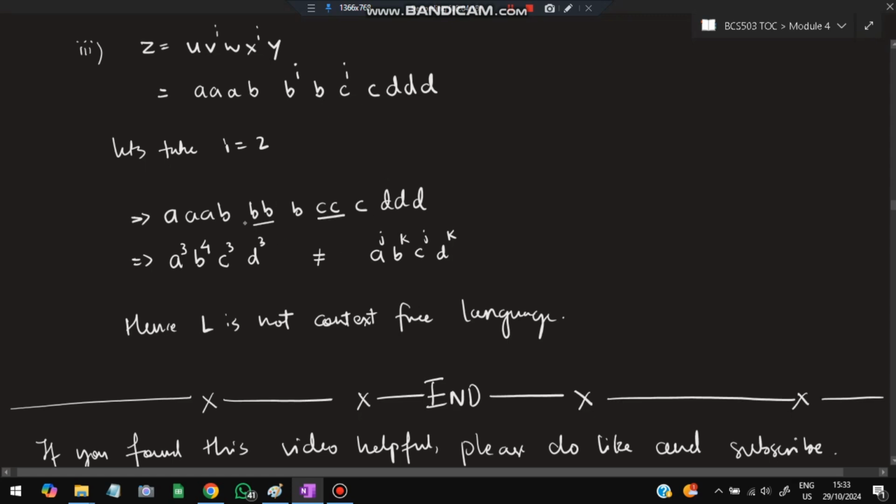Count the number of a, b, c and d. We will be getting a power 3, b power 4, c power 3, d power 3. Here the numbers 4 and 3 are mismatched because of pumping, which leads to the conclusion that L is not a context free language. It had to satisfy this rule for it to belong to L, right? But it did not satisfy that rule, so therefore it does not belong to L, and L is not context free.